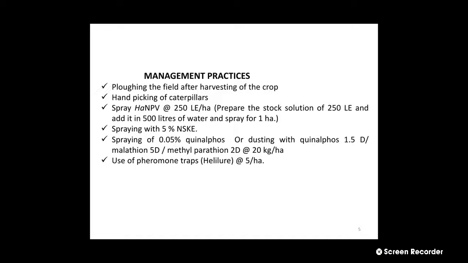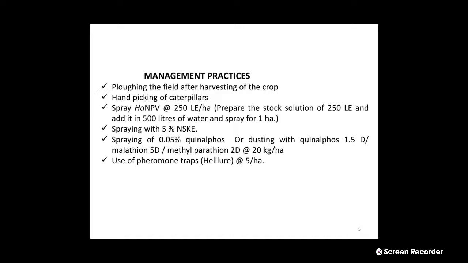Then in chemical control, we can spray 0.05% quinalphos, or also dusting with quinalphos 1.5D, or we can use malathion or methyl parathion dust at 20 kg per hectare. Then in mechanical control, we can use pheromone traps with HelilLure at the rate of 5 traps per hectare. So this is all about the major pest, that is fruit borer of tomato.